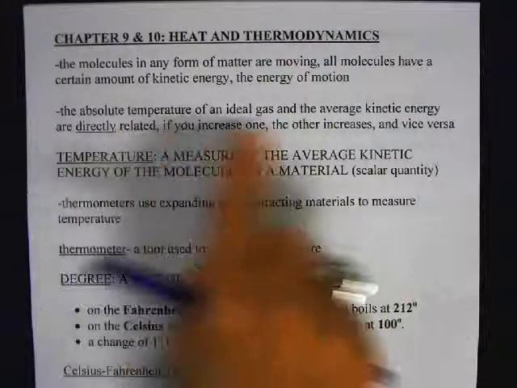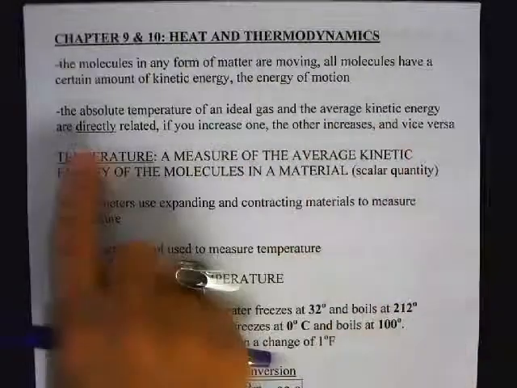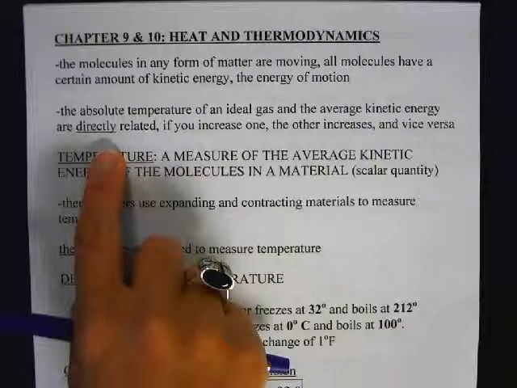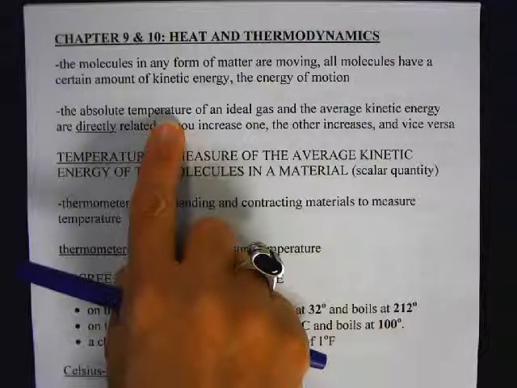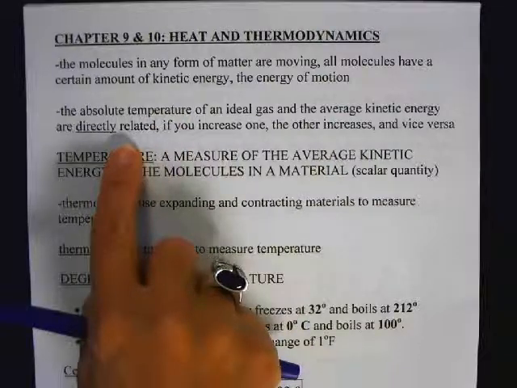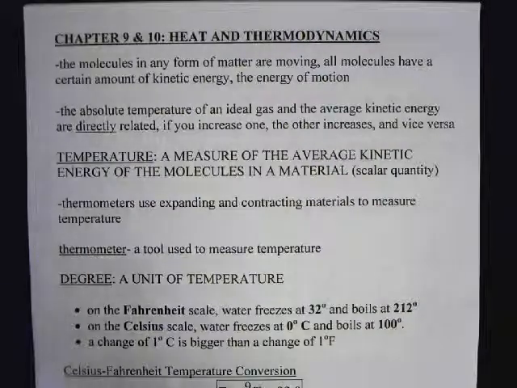So the absolute temperature of an ideal gas and the average kinetic energy are directly related. So if I increase the temperature, I'm going to increase the kinetic energy, and vice versa if I decrease it. So if one is doubled, the other one is doubled, and we can see that when we think about kinetic energy.